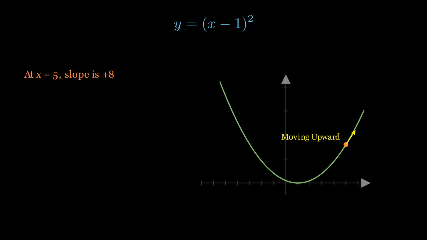At x equals negative 5, the slope is negative 12. A negative slope indicates that the function is decreasing. As x increases, y actually decreases. The curve is moving in a downward direction.